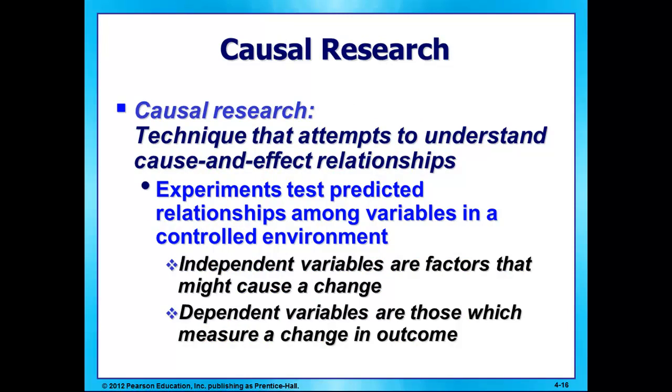Causal research is designed in order to understand cause and effect. And the idea is that we as marketers try to understand independent variables, for example, a marketing strategy or an advertising campaign that might actually cause a change in consumer behavior, which would be the dependent variable. And in order to design causal research, we have to think very carefully about how to design the study so that we can control for variables that might offer alternative explanations for the change in the dependent variable.